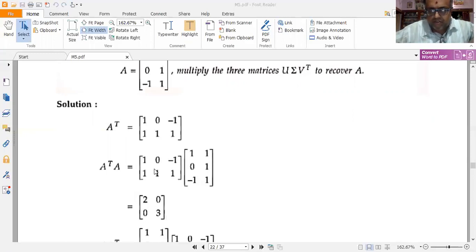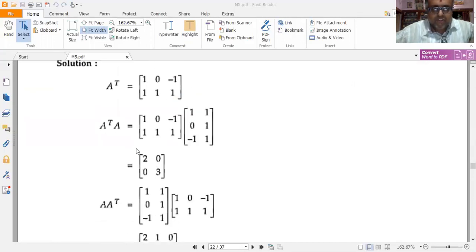You can use the calculator matrix mode for doing the multiplication, up to 3 cross 3 matrices. So A transpose A, I get it to be the 2 cross 2 matrix [2 0; 0 3]. So multiplication of a rectangular matrix and its transpose gives us a square matrix, as I told. Now this is A transpose A.